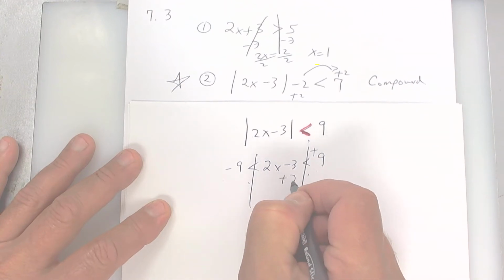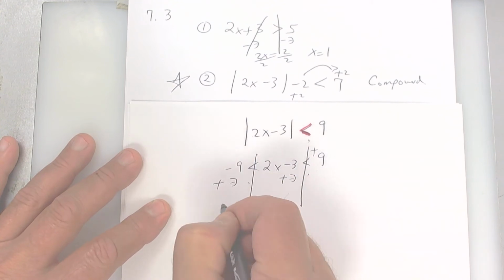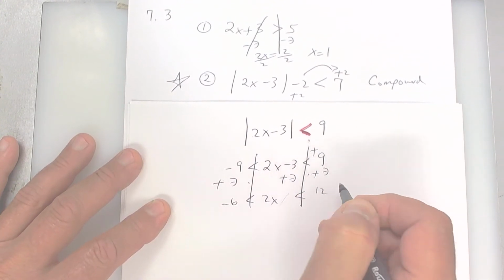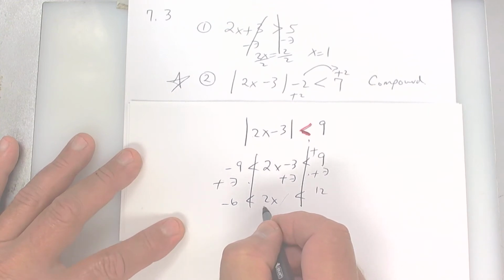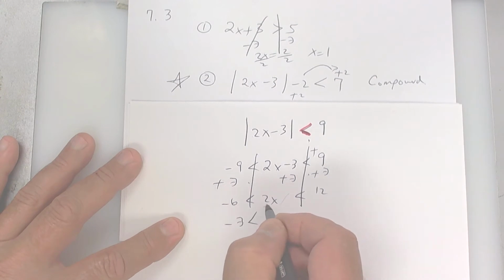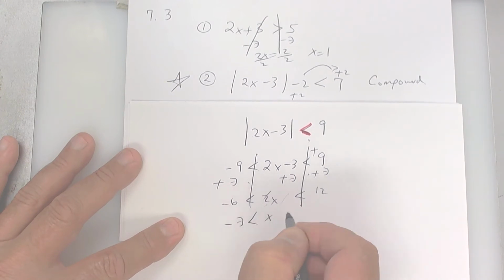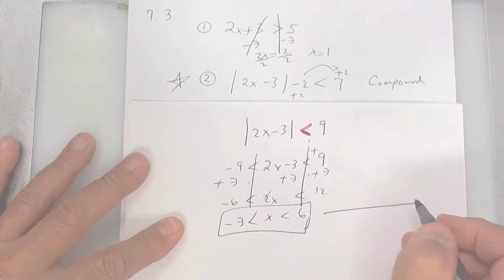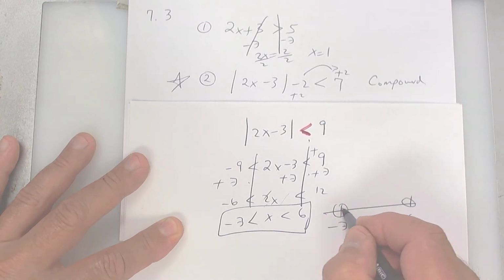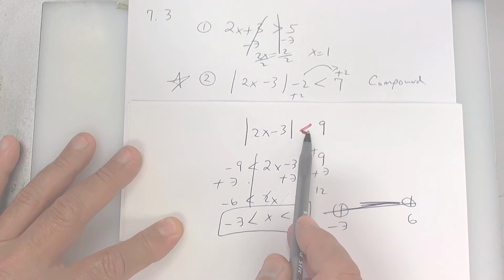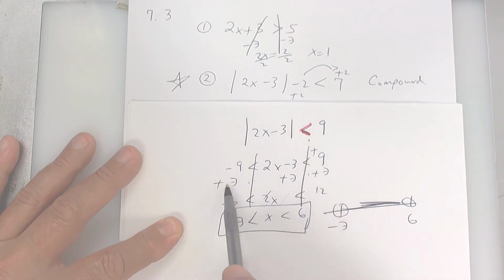So here you're going to add 3 to both sides, and that gives you a negative 6. And then here when you add 3, you get 12. And then you're going to divide by 2. 6 divided by 2 is going to be 3. When you divide this by 2, the 2's cancel, and then this is going to give you 6. And that's your answer. So it's between negative 3 and 6. And that's called a compound. Again, you have two possibilities. If it points towards the absolute value, it's a compound.